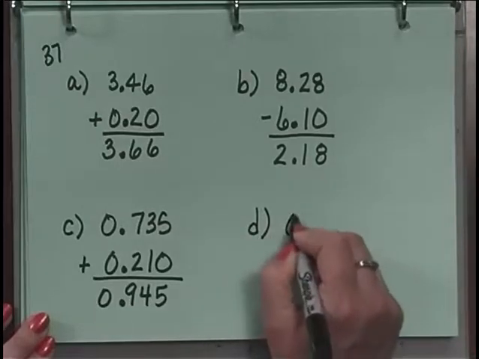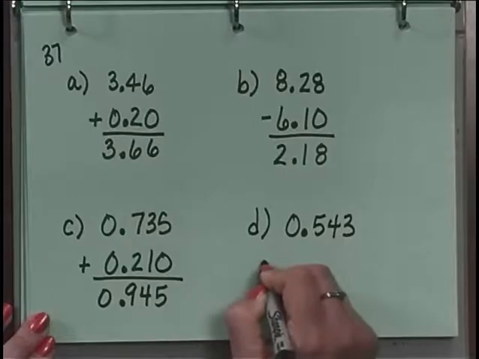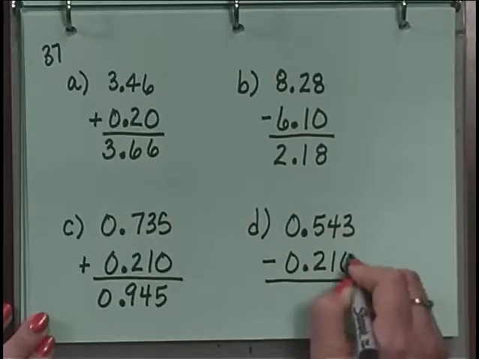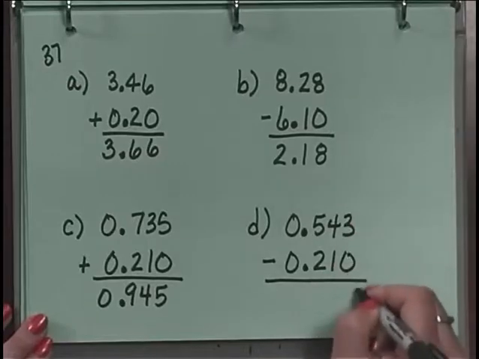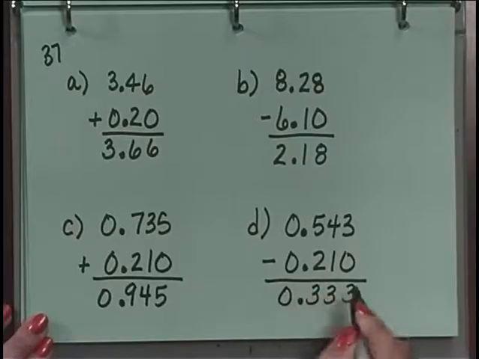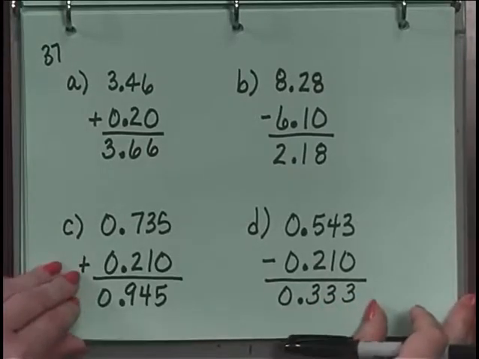Problem D is a subtraction problem, so I have 0 and 543 thousandths. Take away 0 and 21 hundredths. Again, I fill in missing spaces with 0 and subtract. And so my answer is going to be 333 thousandths.